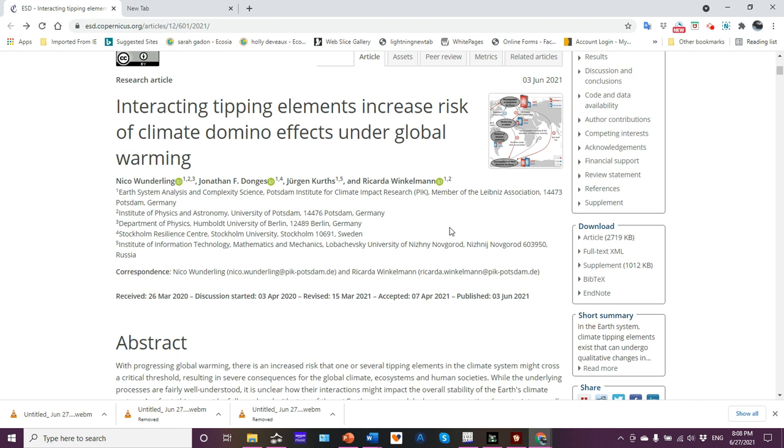So anyway, I know it's kind of wonky and convoluted, but there you have it. Interactions are going to lower threshold temperatures that will cause climate instability, and the state of the climate will become unstable at lower temperatures. That's what they're saying. So until next time, thank you for your time.